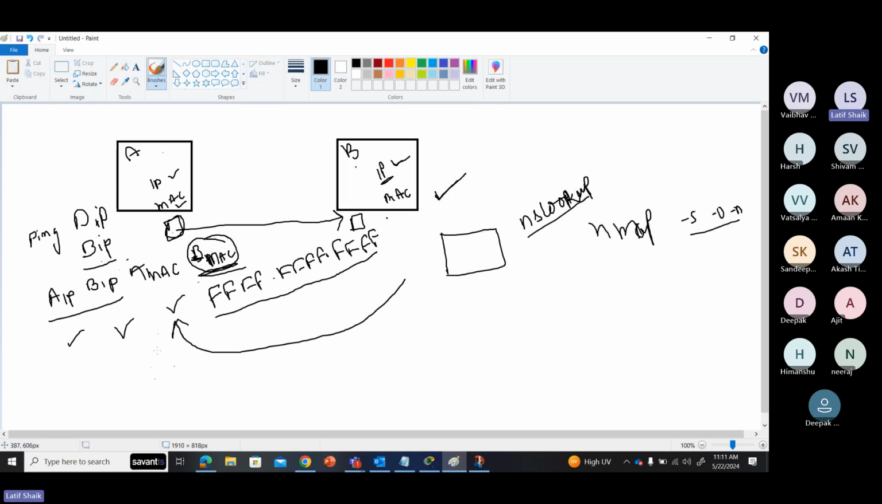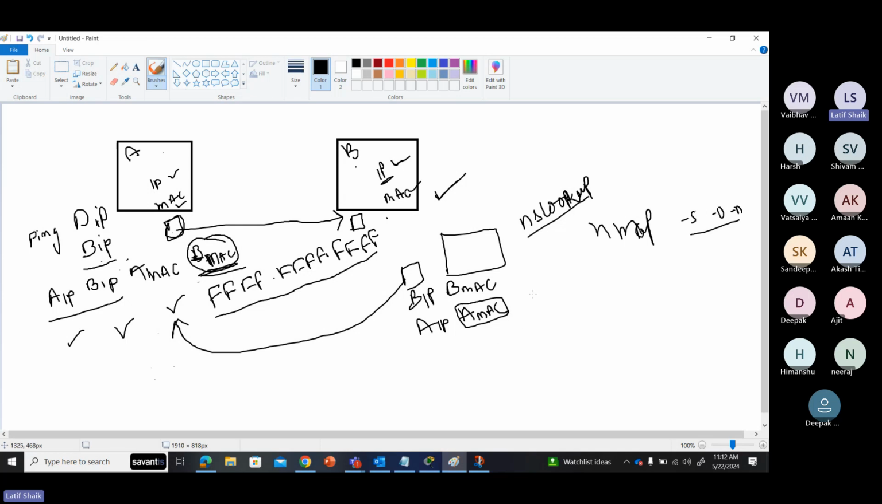So when it is replying, what is the source IP? From here it is starting. What is the source IP? B's IP address. What is the source MAC address? B's MAC address, because this PC knows its MAC address, right? What is the destination IP? Of course, because it was sent from that IP address, so that is the destination IP address. What is the destination MAC address here? The destination MAC address is A's MAC address.